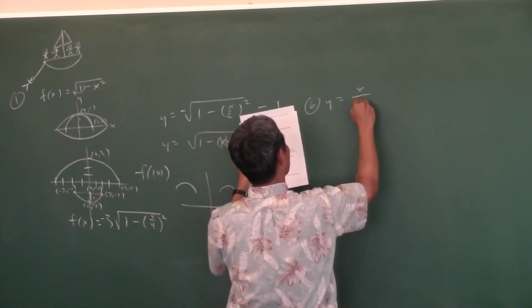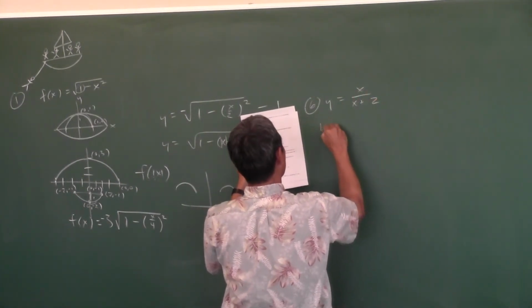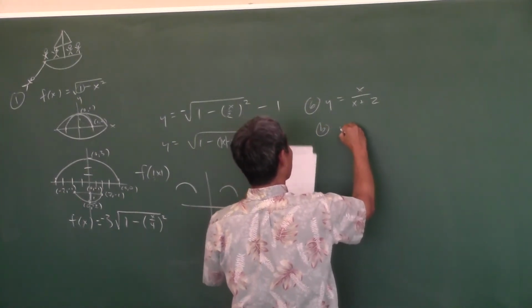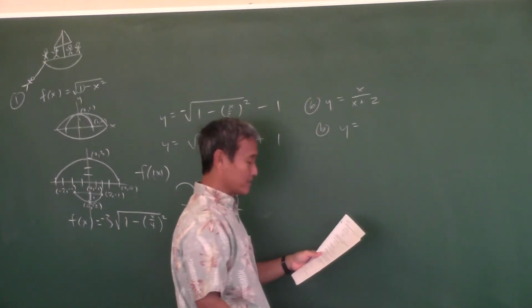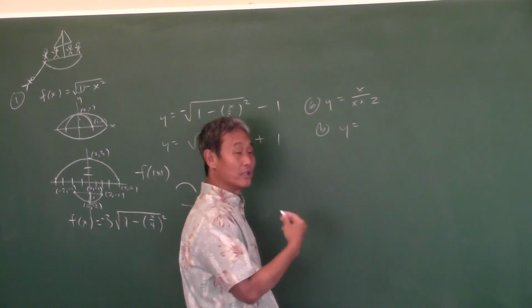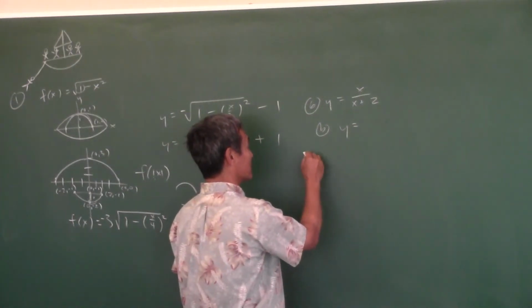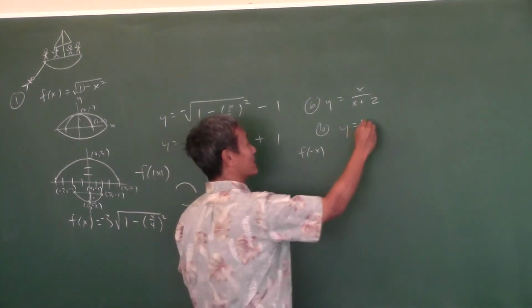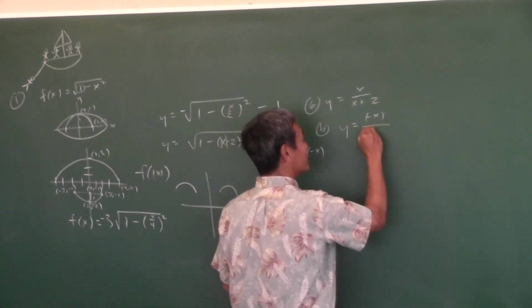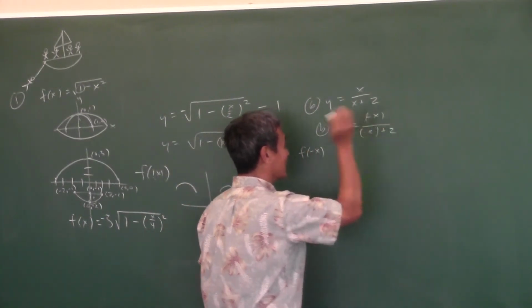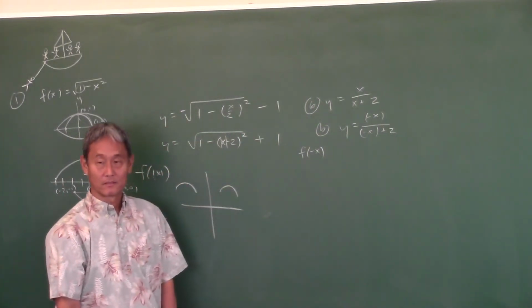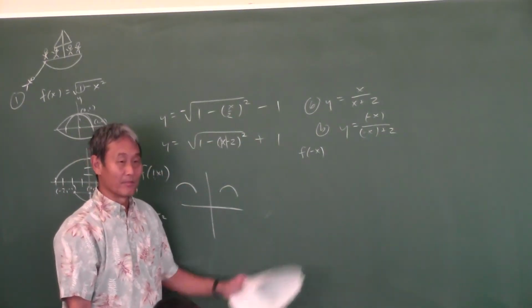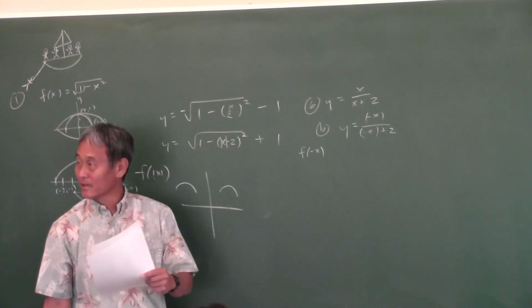Okay, 6. Here is the original equation. Y equals x over x plus 2. 6b. How do you reflect the graph over the x-axis? I mean the y-axis? What do you need to do to reflect it over the y-axis? You substitute negative x for x right there. Wherever you see x, plug in negative x. That's it. That's your answer. Simplify it if you want, multiply top and bottom by negative 1.